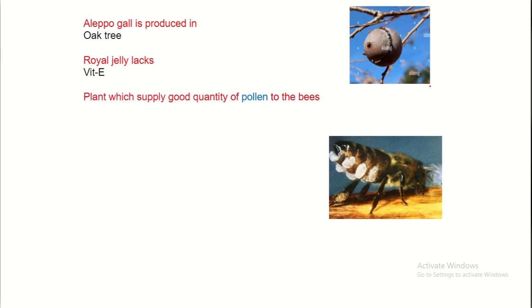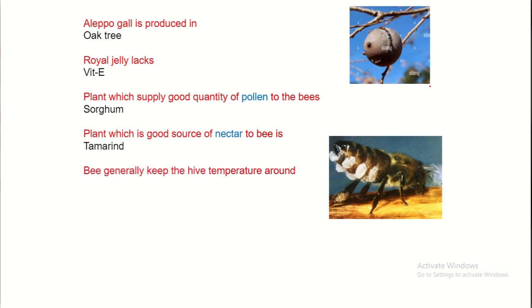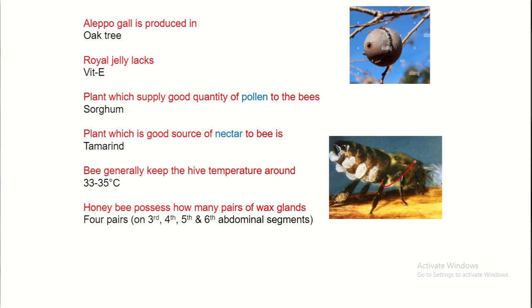Aleppo gall is produced in oak trees. Royal jelly lacks vitamin E. Plant which supplies good quantity of pollen to the bees is sorghum. Plant which is a good source of nectar to the bee is tamarind. Bees generally keep the hive temperature around 33 to 35 degrees Celsius. Honeybee possesses how many pairs of wax glands? Totally 4 pairs of wax glands, that is on third, fourth, fifth and sixth abdominal segments.